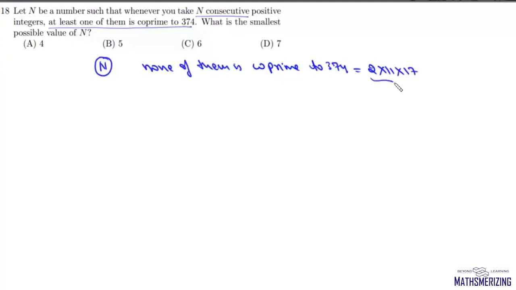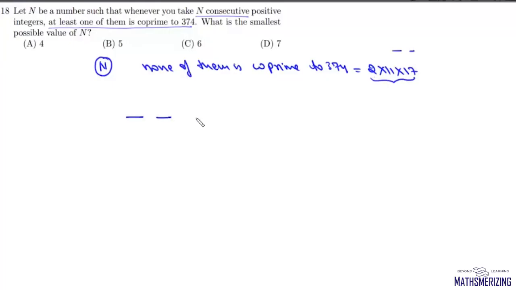So we have to find the maximum possible value of n, so that whenever we take n consecutive positive integers, all of them should have a common factor with 374. That is, they should have at least one of 2, 11 or 17. Here, for this n, we are not talking about any specific set of n. We are talking about whenever we take n consecutive positive integers, then it should be possible.